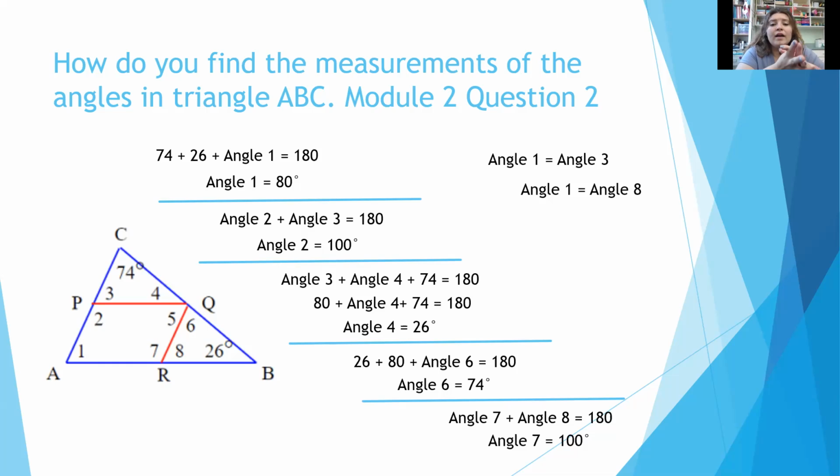And you could also go back and check your work any way you'd like. You could do this at Q here and make sure that angles 4, 5, and 6 add up to 180. And make sure that all of those corresponding angles do match. It's a good way to check your work.